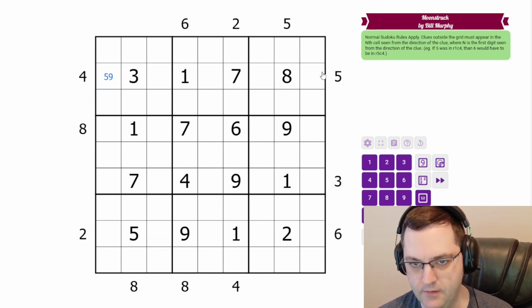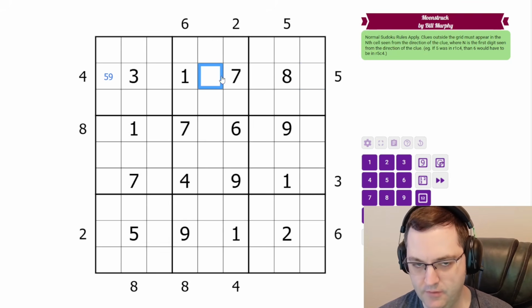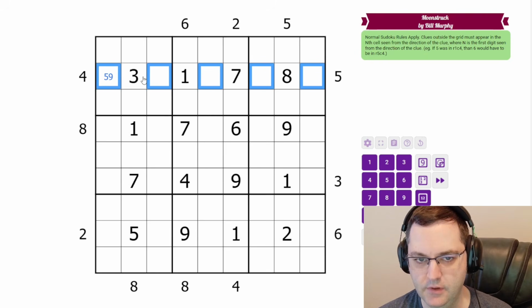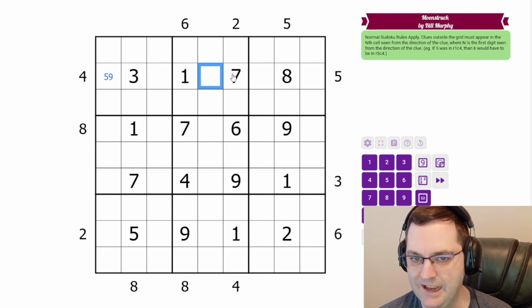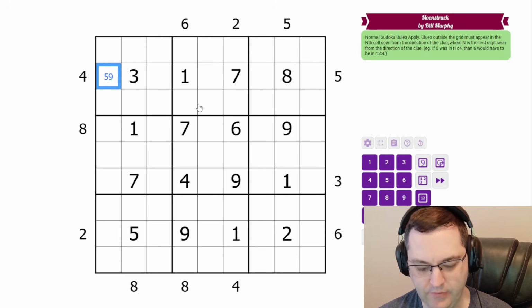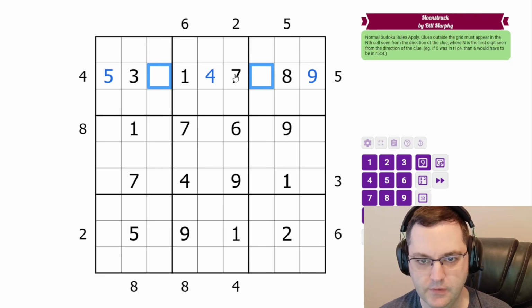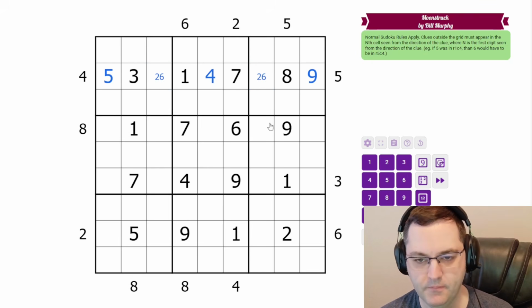Now let's look at the 5. The 5 can't go in the 5th cell because we would need a 5 here. And if we have a 5 here, it's not in the 5th cell. So the only place for 5, given that we have a 1, 3, 7, and it can't go in the 5th cell, is the 9th cell. So 5 goes here, 4 goes here, and that leaves us with, we need a 9 there for the 9th cell. That leaves us with 2 and 6.